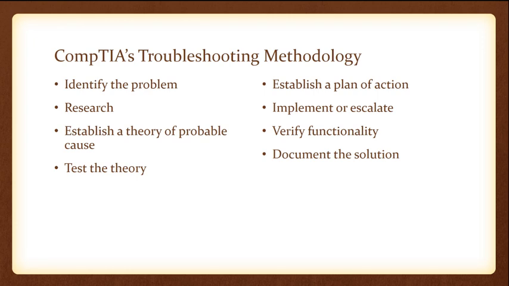And then you implement or escalate. Now, what we mean by that is that you then put that plan of action into action and you try to make it work to see if that solves the problem. If you've tried and exhausted all of your options that you wanted to try and it still doesn't work, you will then escalate it to someone else who might know a little bit better of the computers and the issue at hand. If everything's working, then you would go to step 7, which is verify functionality.